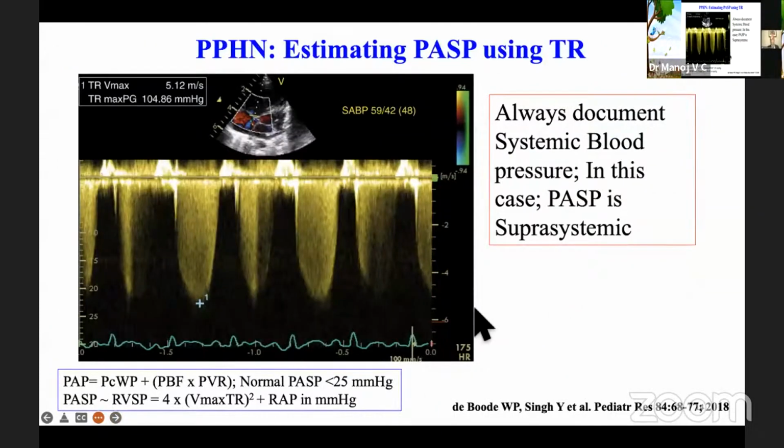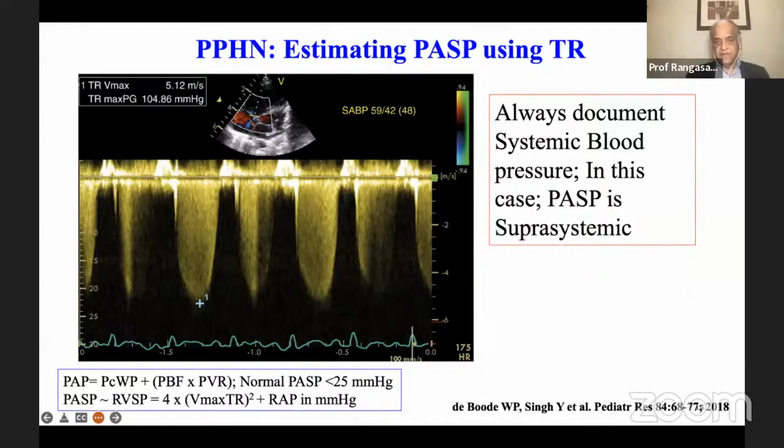Again, you can look at the tricuspid regurgitation, another easy way to do that. Use the Bernoulli equation, velocity squared times 4 plus right atrial pressure. We typically use 5, and add it to the calculation. When you do an echo and the cardiologist is reading it, not a neonatologist, you need to let them know what the systolic blood pressure is so that they can tell you whether it's suprasystemic, subsystemic or systemic. In this case, pulmonary artery systolic pressure is 104. Clearly, blood pressure is 59 systolic, 59 over 42, with a mean of 48.